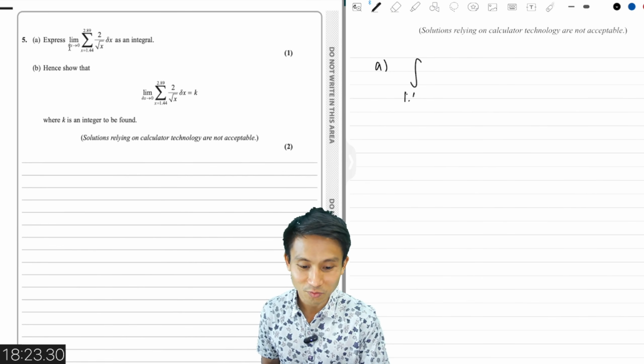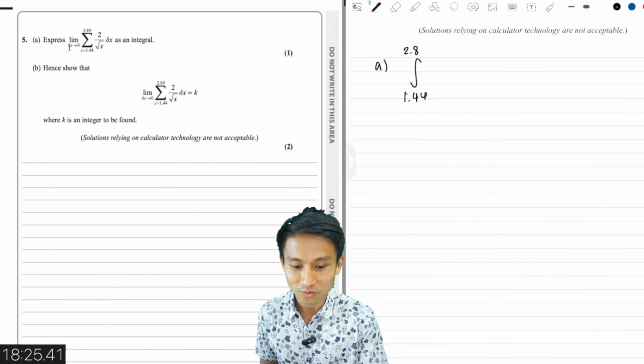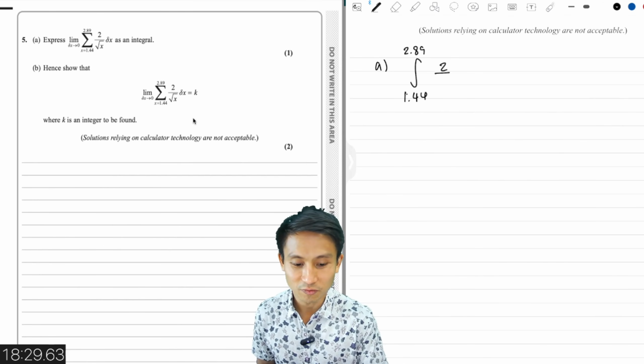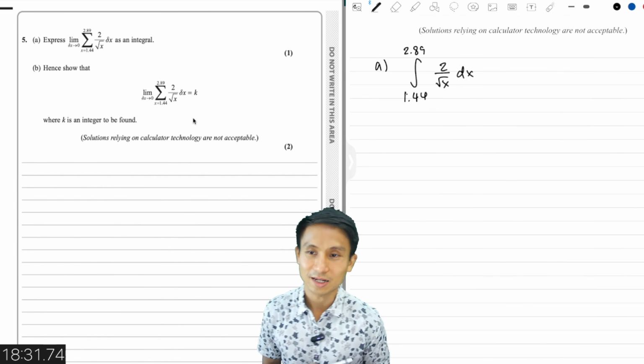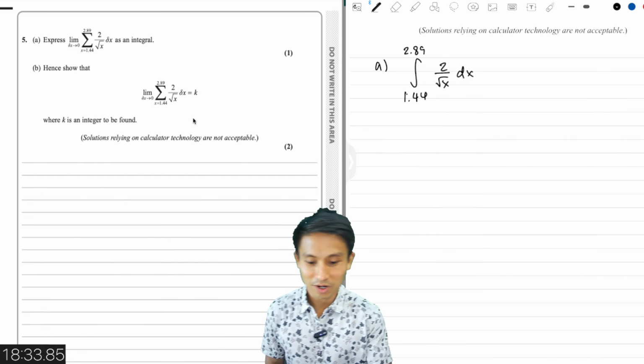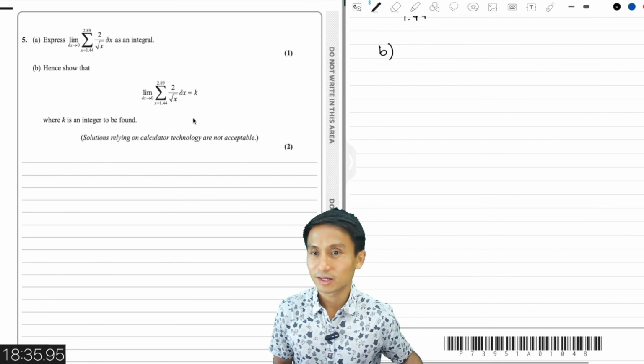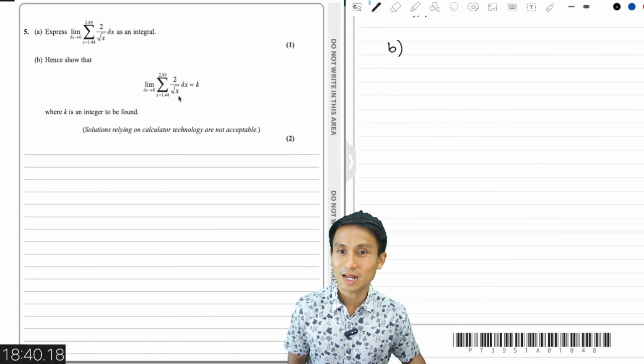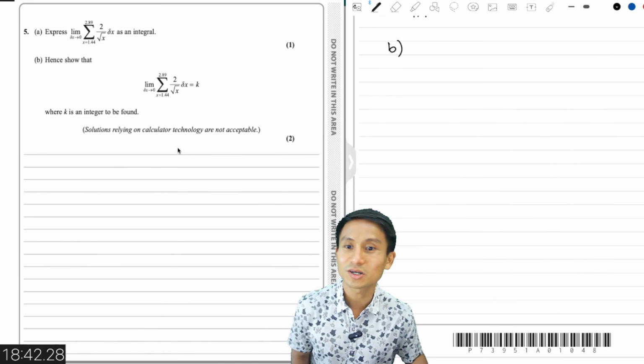The lower limit is 1.44 here, and the upper limit is 2.89. And then this is 2 over root x dx. That's it. Yeah, that's 1 mark, no problem. Okay, just checking numbers there. Hence show that that is equal to k, where k is an integer to be found.